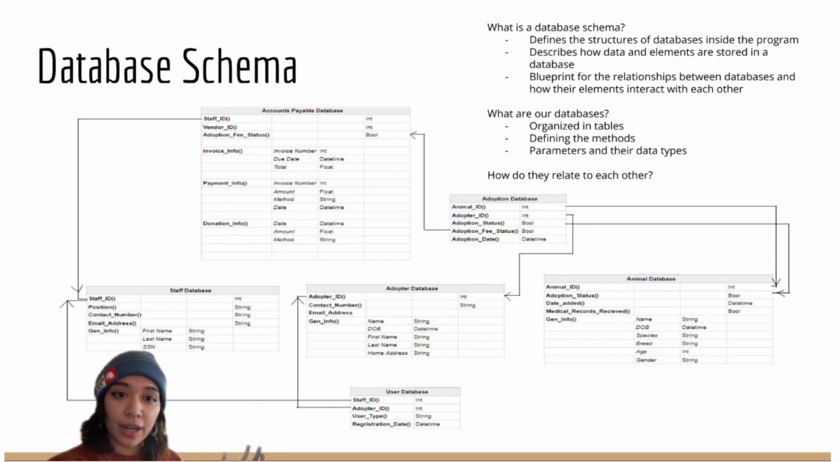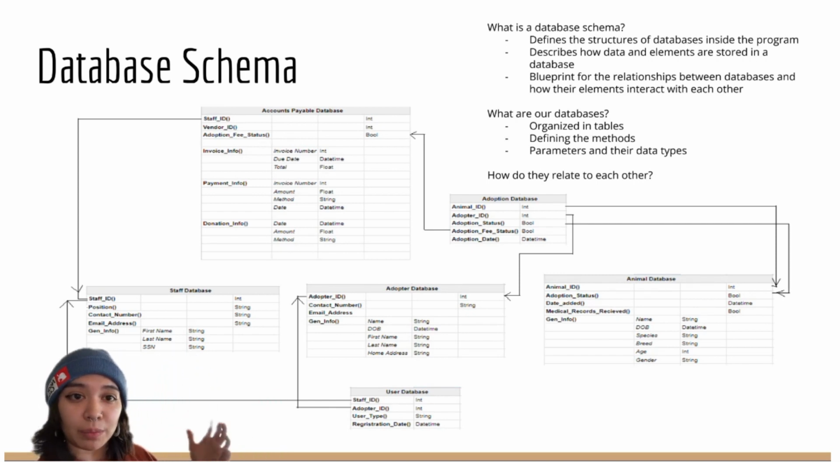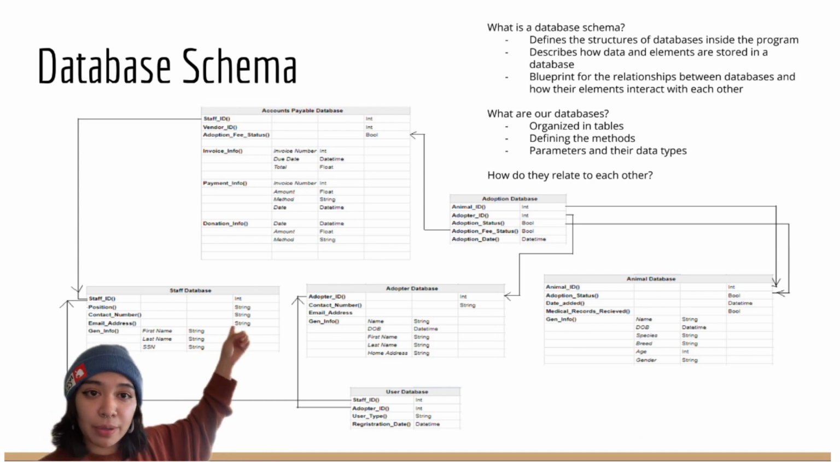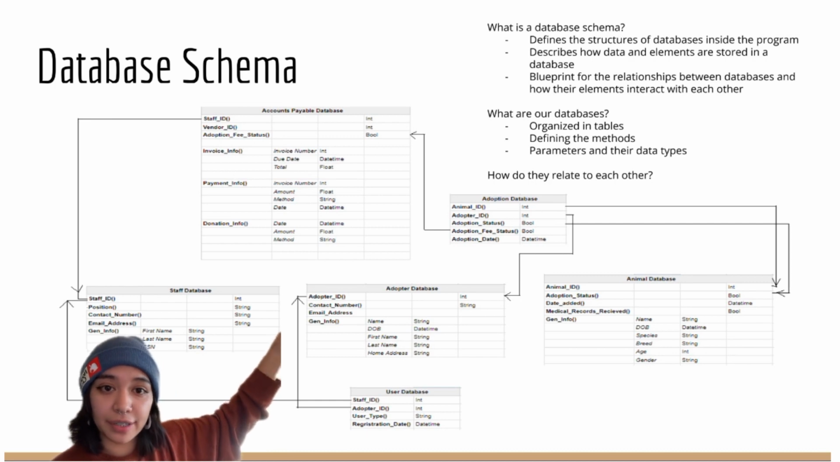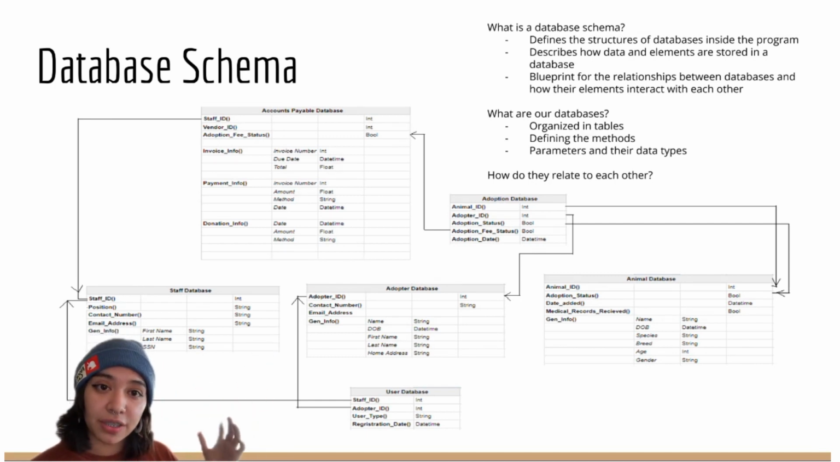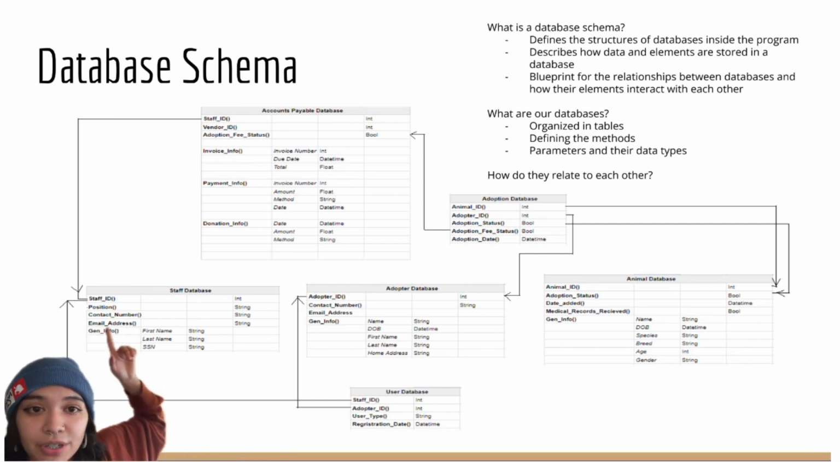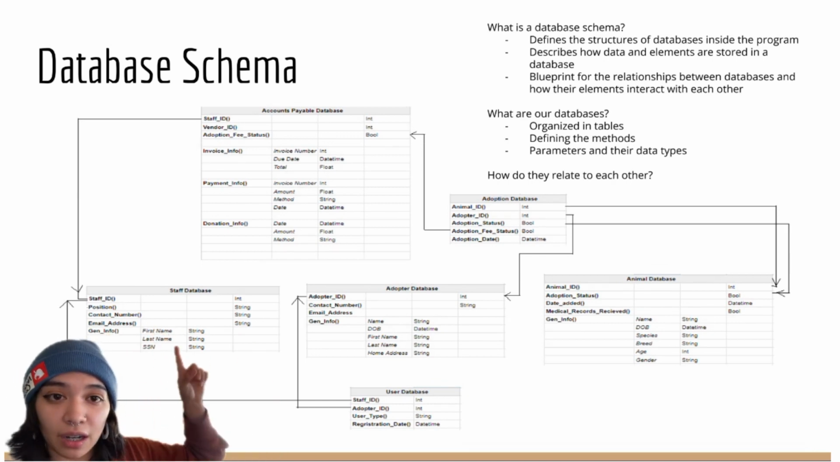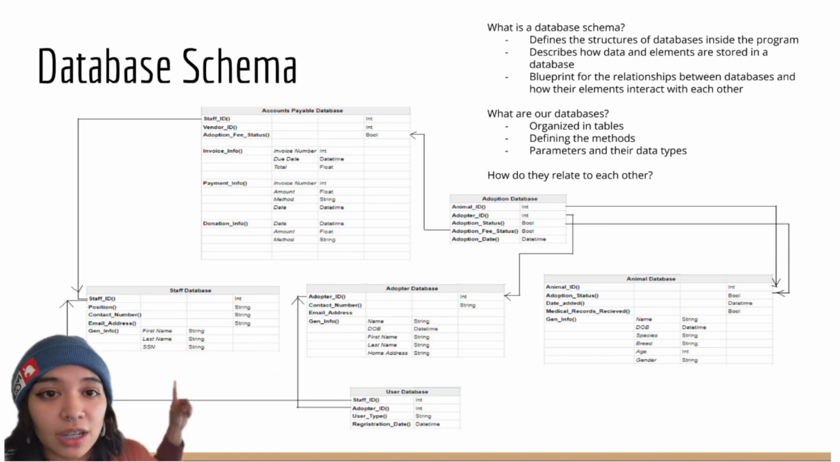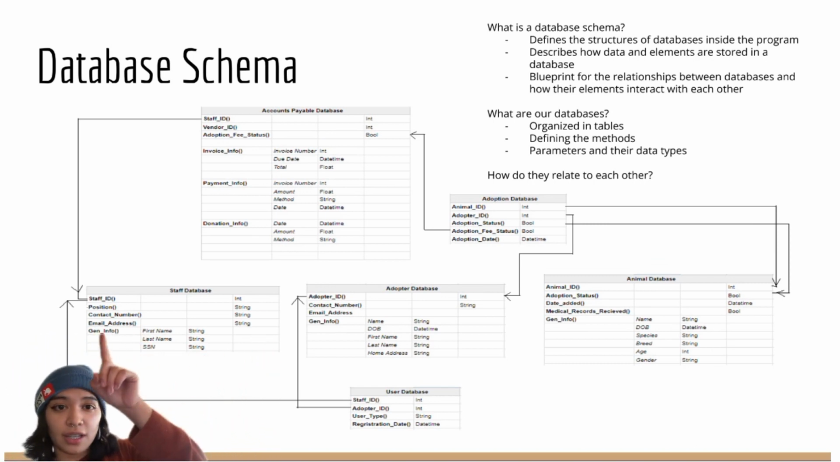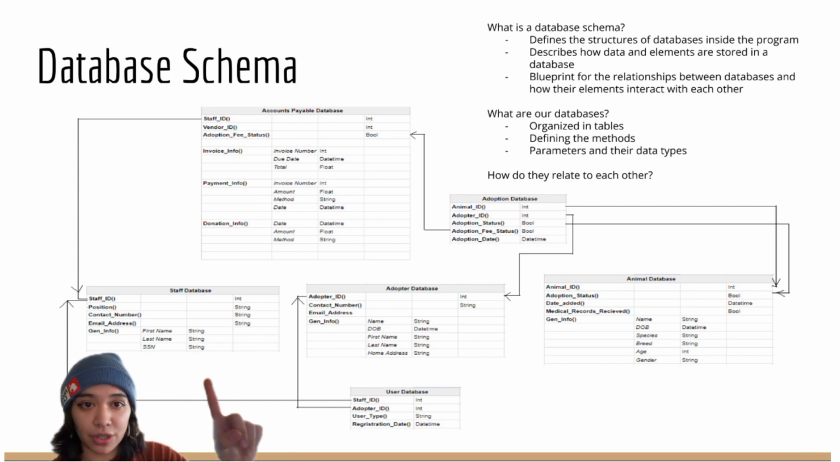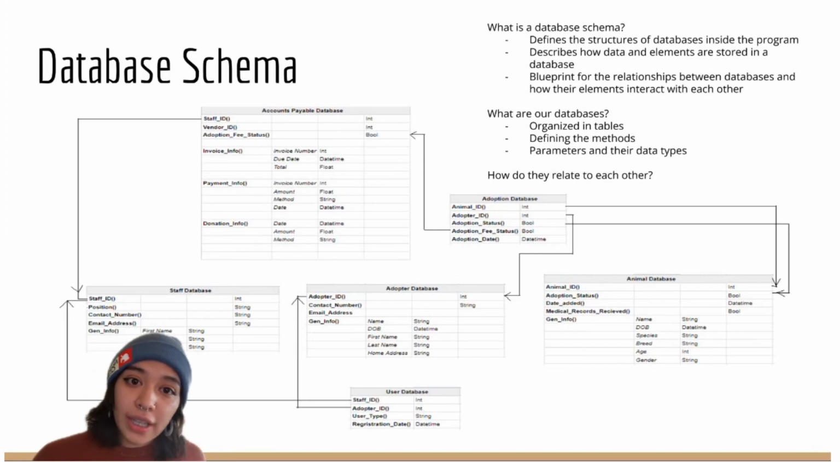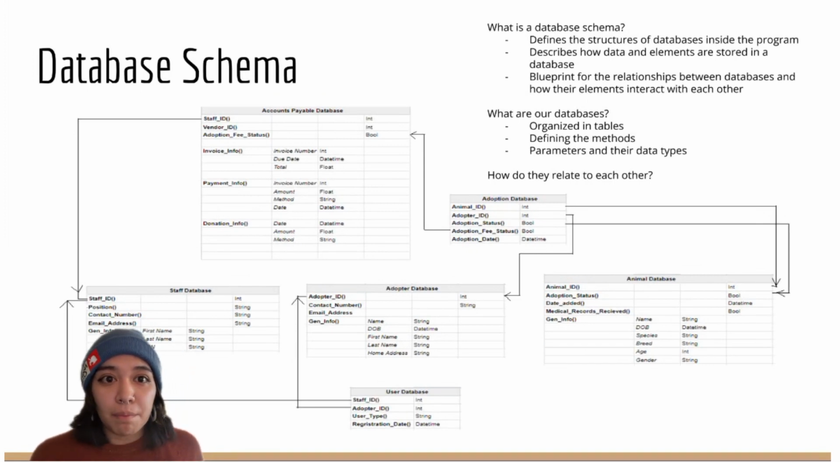Now, looking at our database schema specifically, you will see that we have broken it up into tables. We have an accounts payable database, a staff database, adopter, user, animal, and adoption. Within these databases are a bunch of parameters, a bunch of methods for the classes. And within those methods, there are parameters and their data types. So we have illustrated it like method, parameter, type of parameter. So the way the data moves around in our database kind of makes sense.